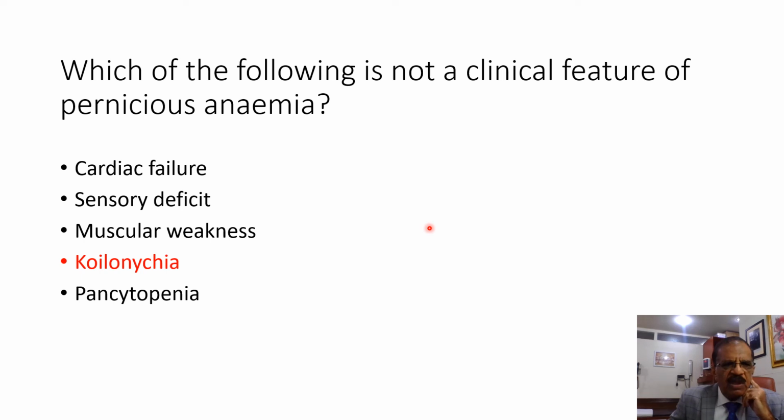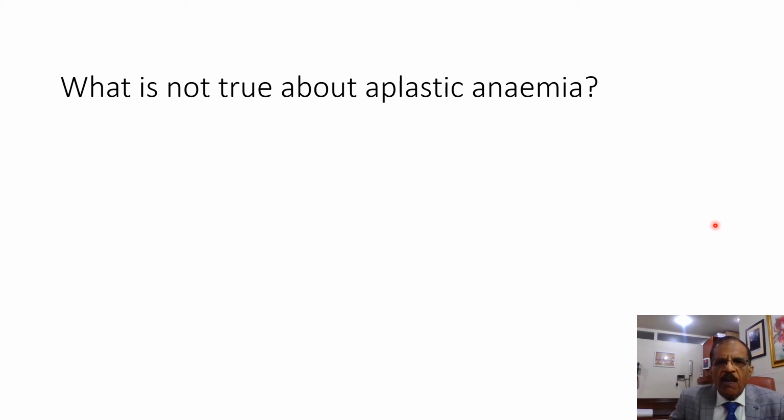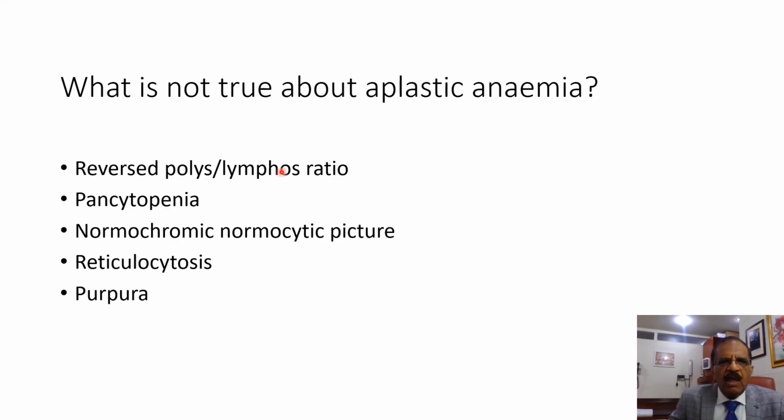Now moving on to the next one, I think we are getting close to the end. Which is not true about aplastic anemia? And you all know aplastic anemia is a condition where the healthy hematopoietic bone marrow is replaced by fibrous tissue or fat tissue. There is no functional bone marrow. Which is not true? Reversed polys and lymphos ratio. Normally polys are more than lymphos, so if that ratio is reversed percentage wise; pancytopenia; normochromic normocytic picture; reticulocytosis; and purpura. Which one is not the feature of aplastic anemia?